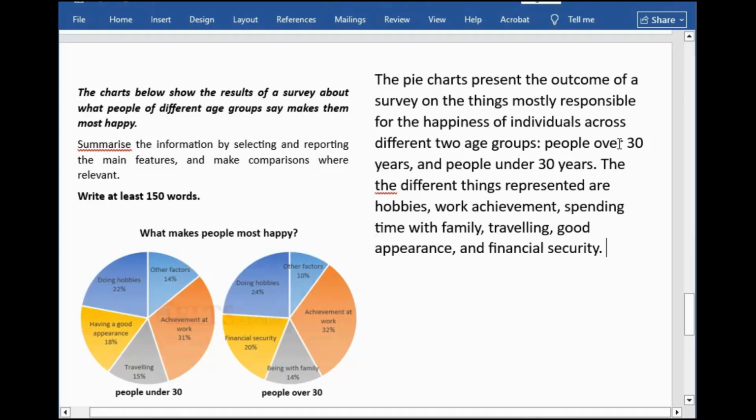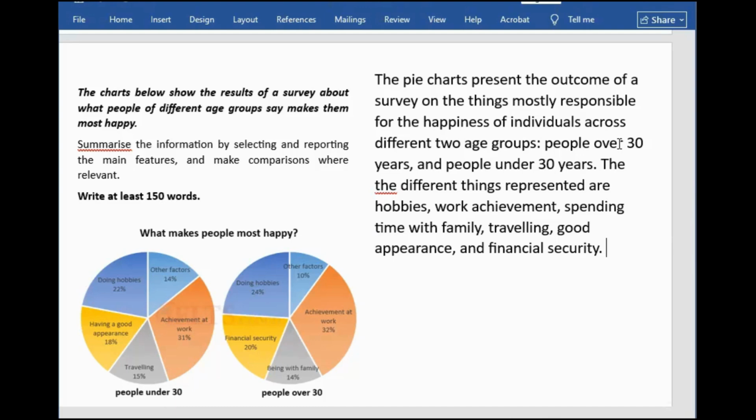So you see the pattern here. Have you seen the pattern? Paraphrase the question prompt. That's number one. Number two, mention the main issue. In this case, the main issue is what? What makes people happy? Number three, if there is a date or year, mention the year. Tell us the timeline. Number four, mention the categories. And number five, if there is a unit of measurement, mention the unit of measurement.